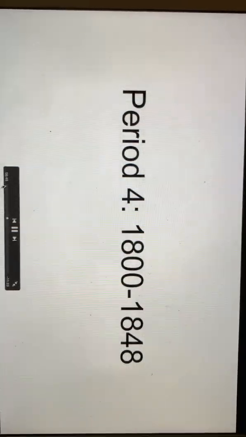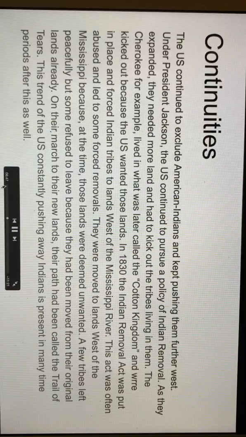For Period 4, 2 continuities are presented, with a continuing exclusion of natives by the U.S. and a continued westward expansion into new lands. Under Jackson's new policy of Indian removal, the U.S. continued to exclude American Indians and kept pushing them further west. Many natives did not want to move because they had already been moved before and they were just getting accustomed to the new land. On their march to new lands, their path had been called the Trail of Tears.